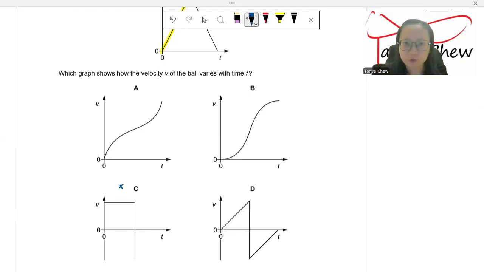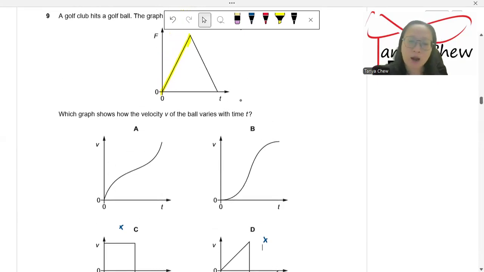D cannot be your answer as well because it is a straight line graph. The gradient of the straight line graph is always constant. Therefore, the gradient of the straight line graph, which represents acceleration, will also be constant. C and D are not your answer. Let us look at A and B. I will have to choose B.